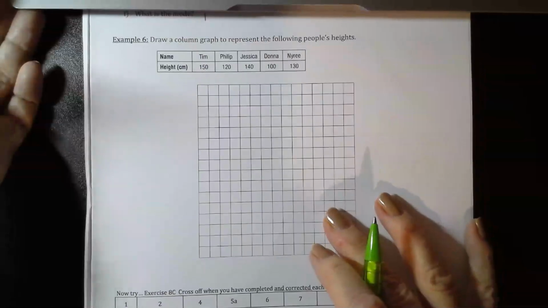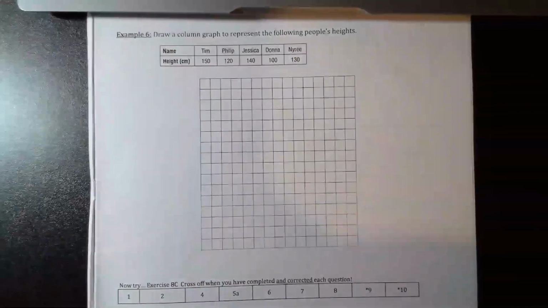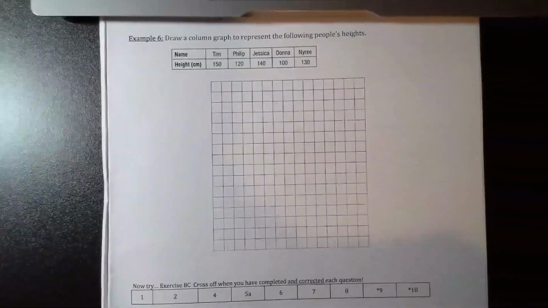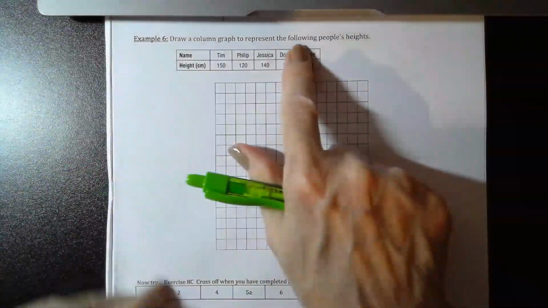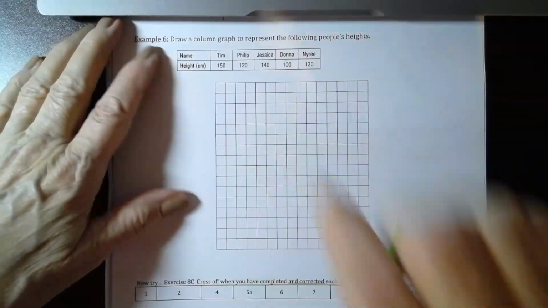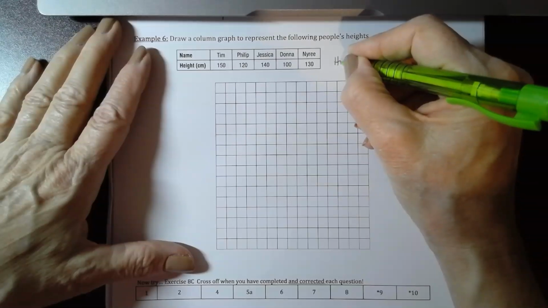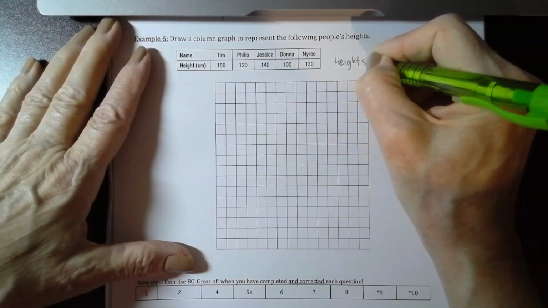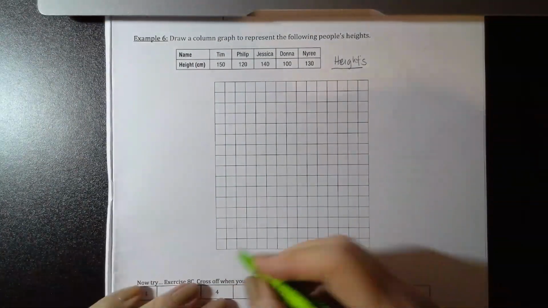Next, we have to draw a column graph. So I want to make sure you can see this. I might just put this up a bit so you can see really well. So I need to draw a column graph to represent these people's heights. So for the title, I might put heights. Okay, and on this side, I might put the names.